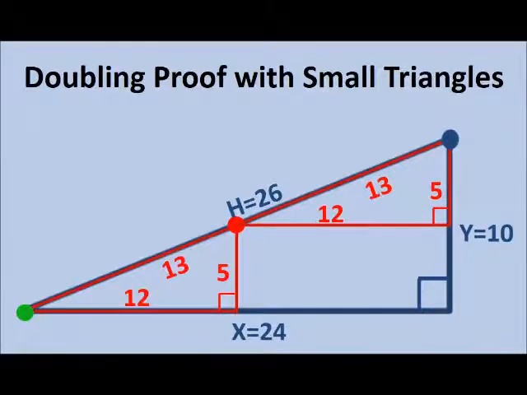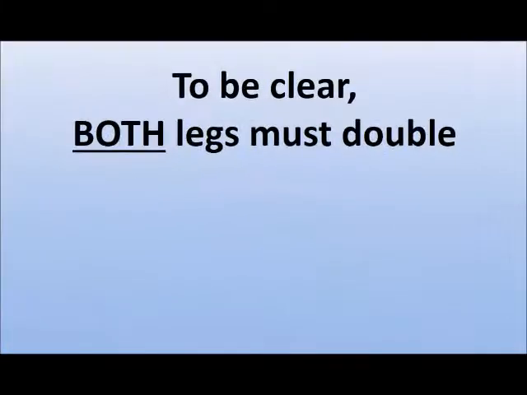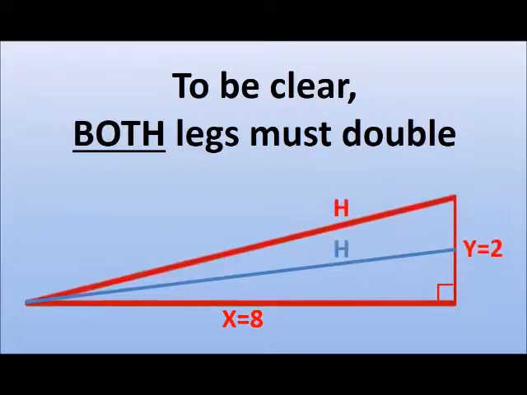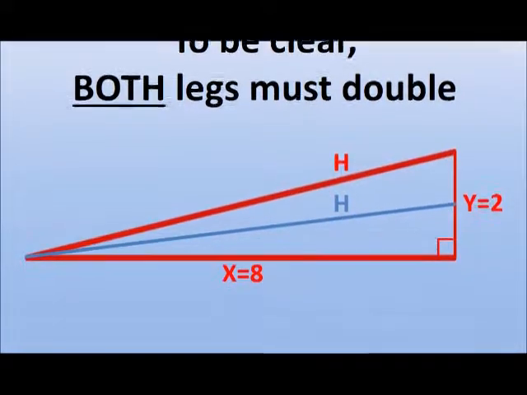Now, just to be clear, both legs must double in order for the hypotenuse to double. You can see here with this very wide but short triangle that the hypotenuse clearly isn't twice as long when we double only the height from 1 to 2, like this. The red h is just slightly longer than the blue h.